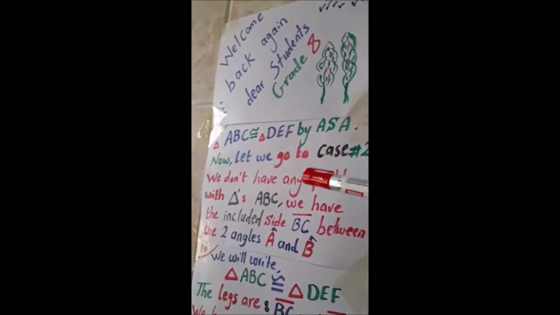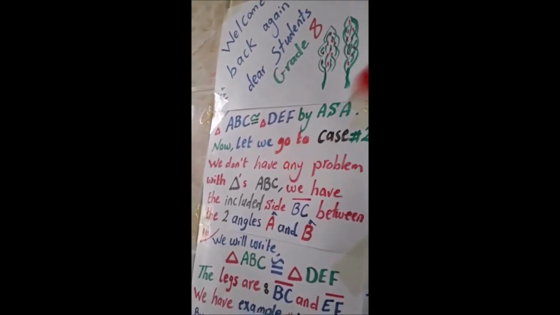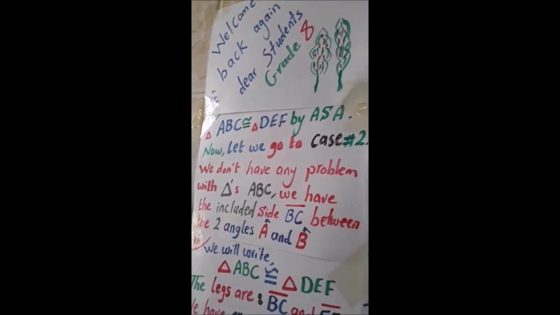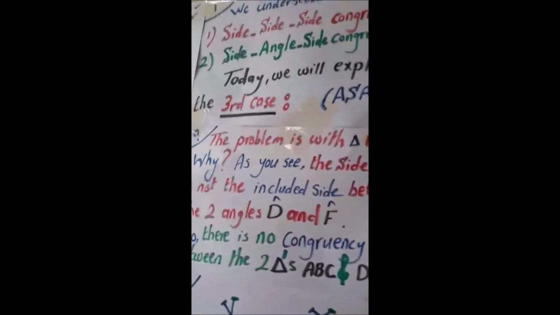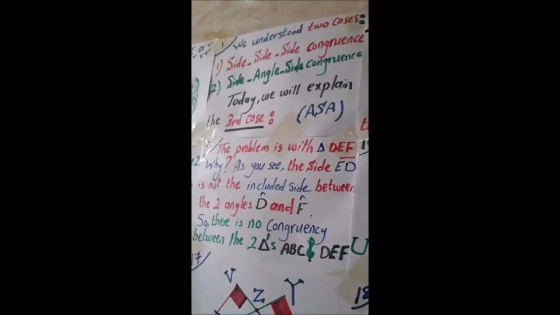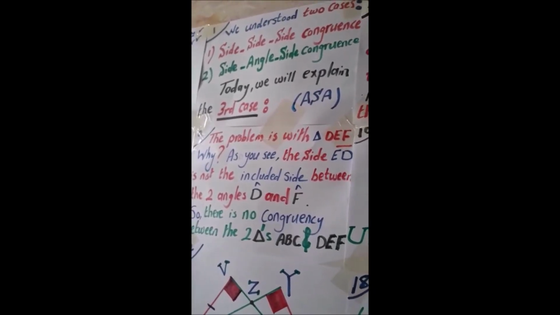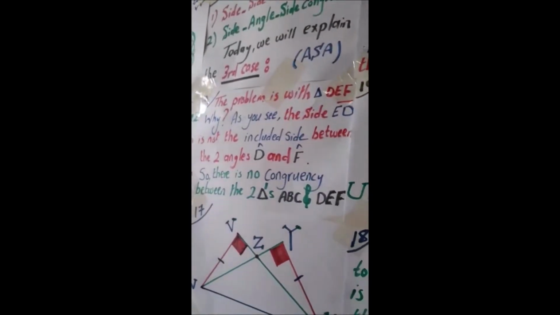For case number 2, we don't have any problem with triangle ABC, as we see. We have the included side BC between these two angles A and B. Here we don't have any problem. The problem is with triangle DEF. Now we will write it. As you see, guys, the side ED is not the included side between these two angles D and F. Bravo, guys. We have to take this side, not this side. We don't care about this side. So the problem is here. This side is not the included side between D and F. And so there is no congruency between these two triangles ABC and DEF. So in case number 2, these two triangles are not congruent.